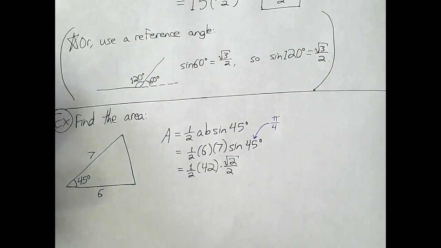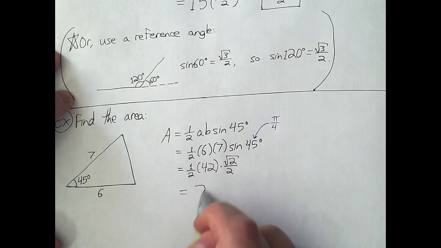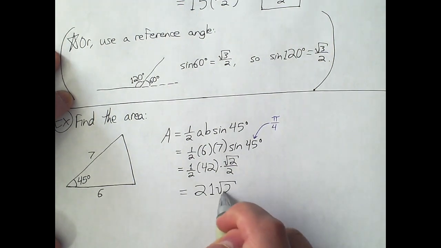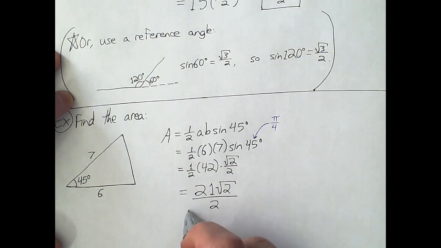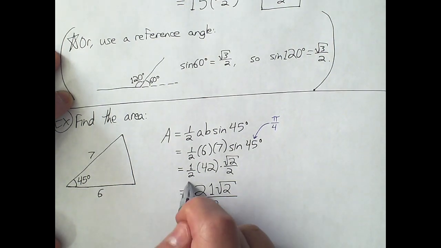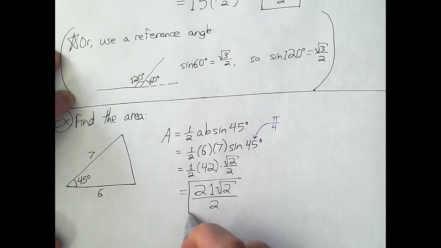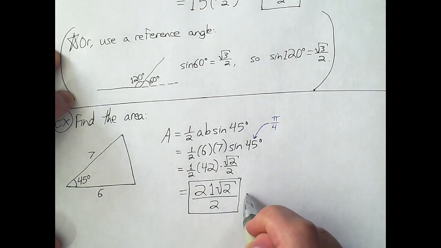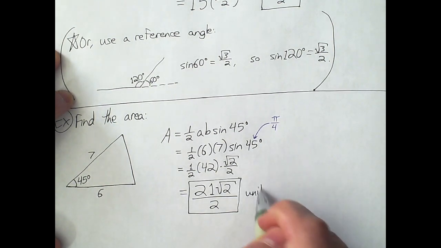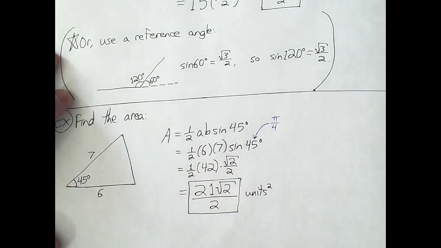1/2 of 42 is 21. I get 21 square root of 2 over 2. Does anything else cancel? No, not really. Just leave it like that. And it's going to be this many, and we'll just say something like units squared, square units.